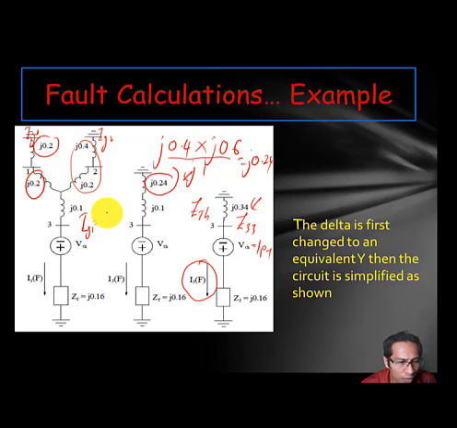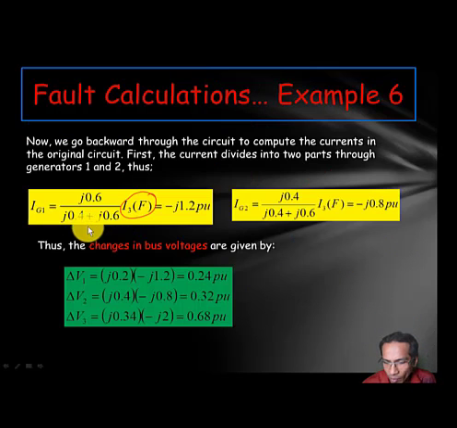j0.4 plus j0.2 equals j0.6, over the total impedance of both branches, here plus here, which equals j1 per unit, times fault current I fault 3, the fault at bus bar 3. So we got j0.6 over 1 times minus j2 per unit. I fault 3 is minus j2 per unit, so we will get this value. We use the current divider circuit.